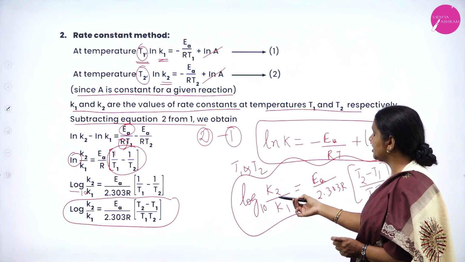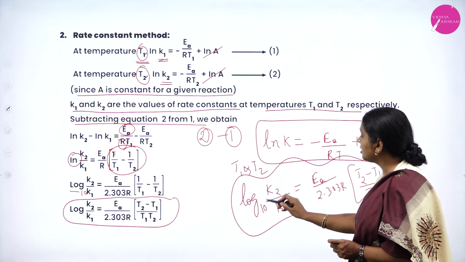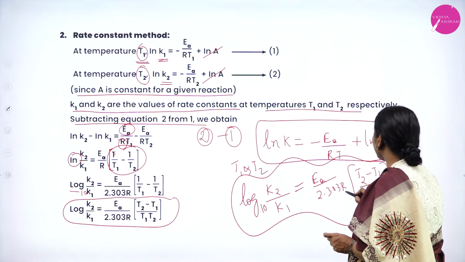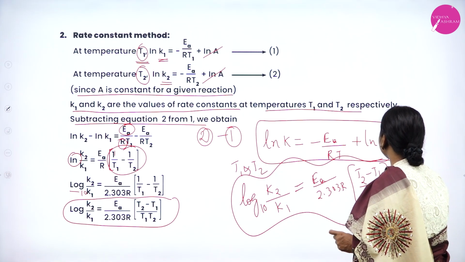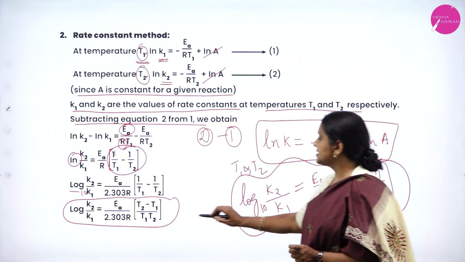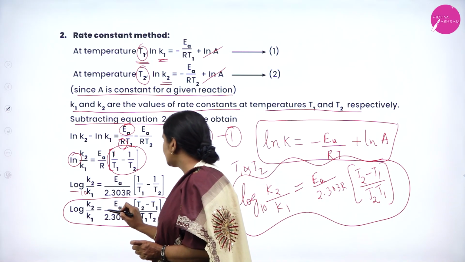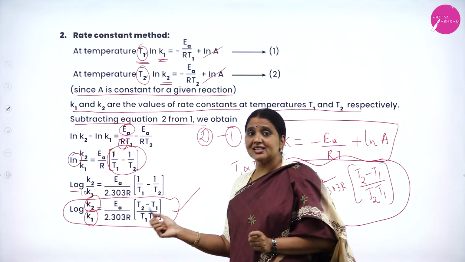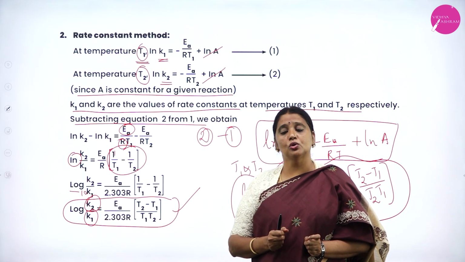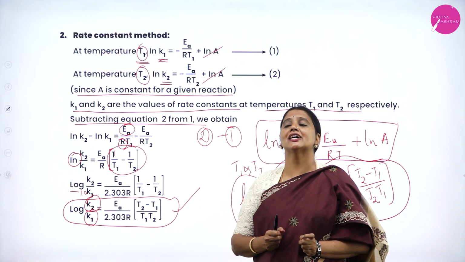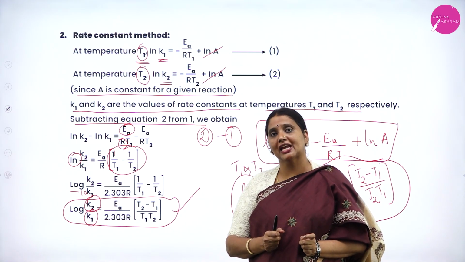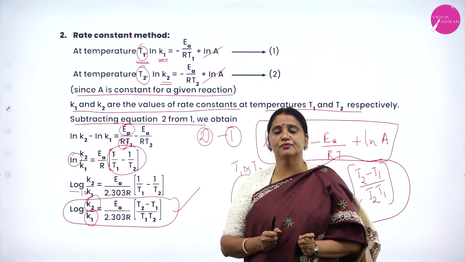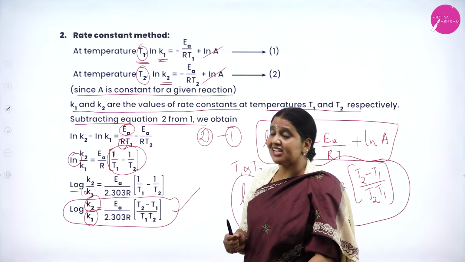Please, I'll repeat once again, my dear students, this equation. log K2/K1 to the base 10 is equal to Ea/2.303R into (T2 minus T1) divided by T2 T1. So this is an expression of the Arrhenius equation at two temperatures T1 and T2 and two velocity constants K1 and K2. On this you have numericals. They'll give two temperatures T1 and T2 as well as two velocity constants K1 and K2. From this, you have to find out the activation energy.